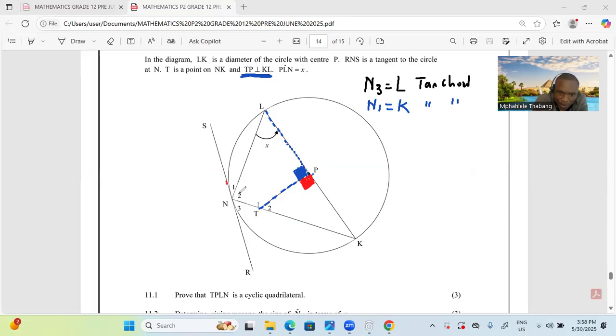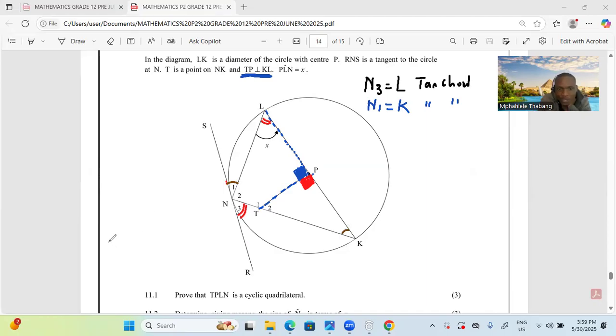Let me do this: N3 I know equals L, and then you'll be having a highlighter. It's important to highlight the angles that are equal, and N1 equals K.